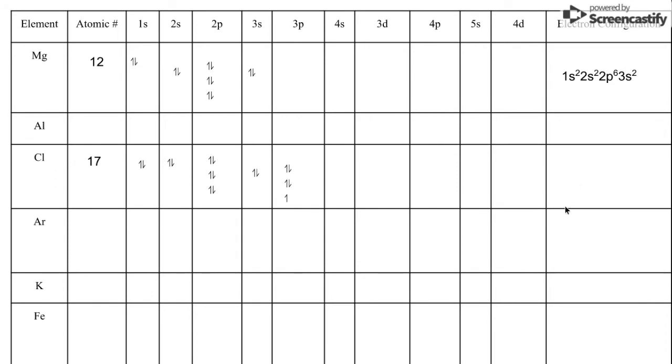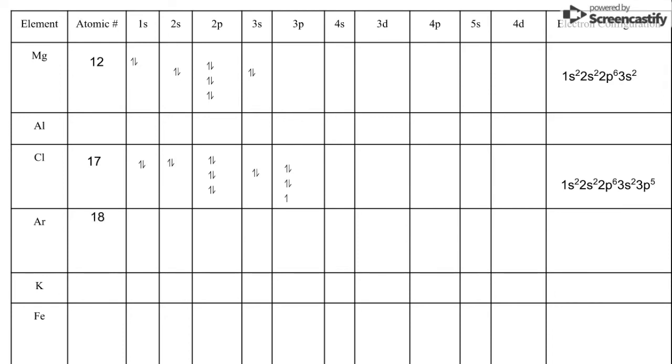To write the electron configuration, we have 2 electrons in 1s, 2s has 2 electrons, 2p has 6 electrons, 3s has 2 electrons, 3p has 5. I can check if I'm right by adding these superscript numbers. Remember, these numbers represent how many electrons. I should be able to add them up and get to a total of 17. 2 plus 2 is 4, plus 6 is 10, plus 2 is 12, plus 5 is 17.